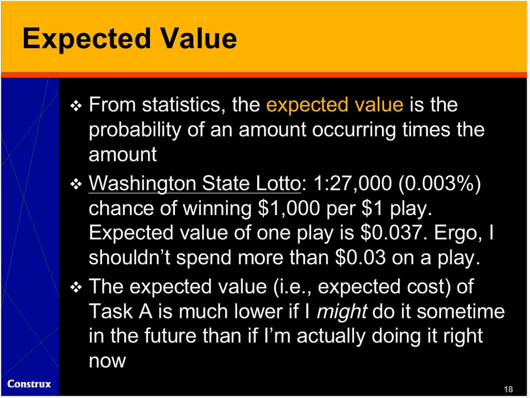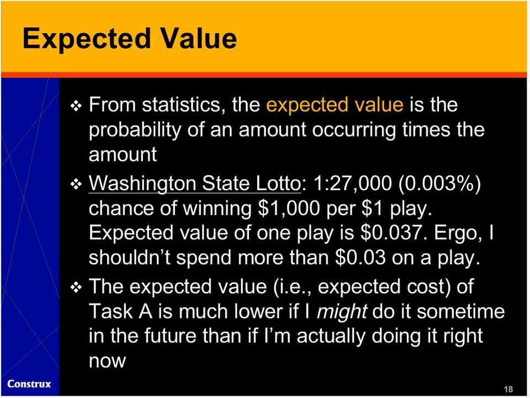So, for example, I'm in Washington State in Bellevue near Seattle, and we have a state lottery called Lotto. The odds of winning the game called Lotto are 1 in 27,000. That is a 0.003% chance of winning $1,000 for every $1 play. The expected value of one play is $1,000 times 0.003%. It's actually 0.0037%. But anyway, the expected value of one play is about 3.7 cents.